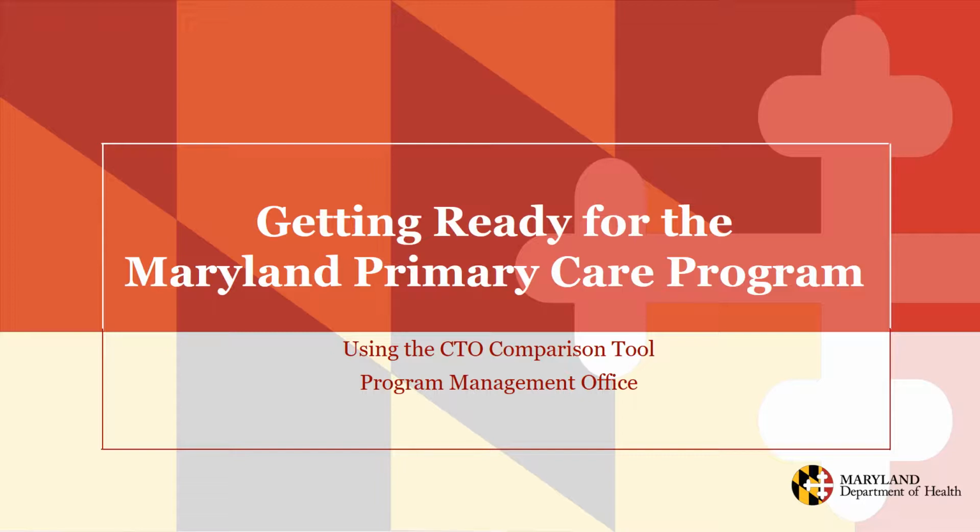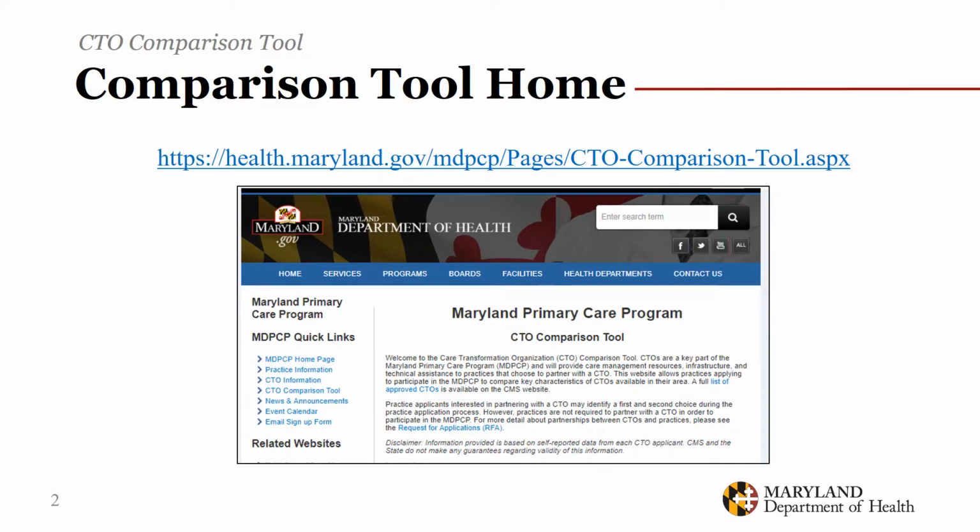In today's session, we're going to talk about using the CTO Comparison Tool. As you probably already know if you've seen our webinar series before, practices participating in the Maryland Primary Care Program have the option of partnering with a Care Transformation Organization, or CTO, to help them meet the requirements for the program. Partnering with a CTO isn't required, but for practices that do want to partner with a CTO, we're asking that you indicate your first and second choice for a CTO partner as part of your application. And the CTO Comparison Tool is just a resource to help you do that.